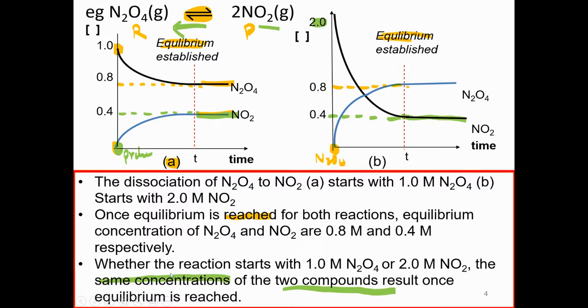So that's all for the explanation of the graph for a reversible reaction. And remember, a reversible reaction occurs all the time. It does not stop or go to completion.